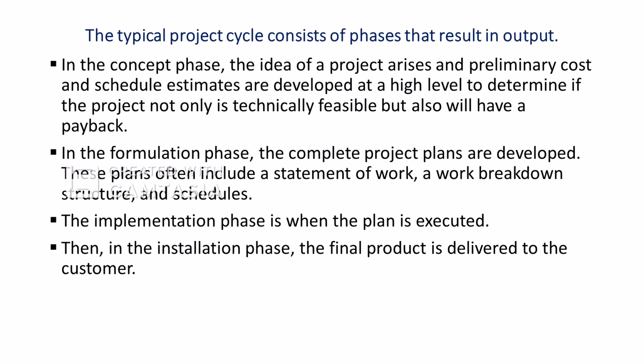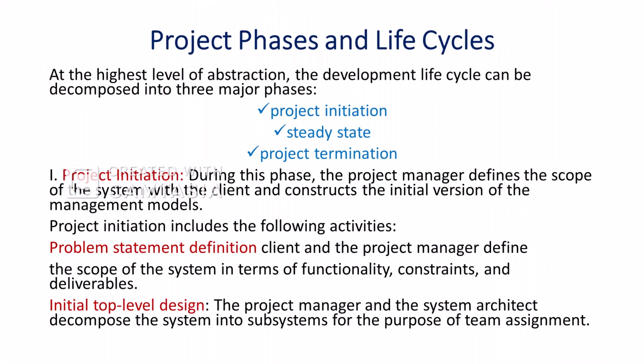The implementation phase is when the plan is executed and implemented on the ground. Then the final phase will be the installation phase, in which the final product is delivered to the customer or to the client. So students, we have four typical project life cycle phases that give us an output: the concept phase, the formulation phase, the implementation phase, and the installation phase.